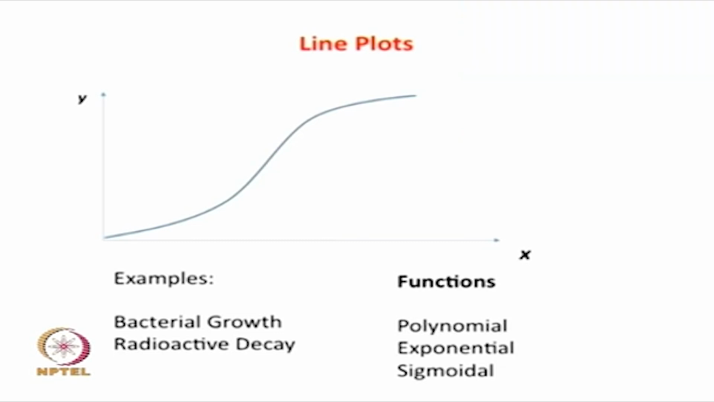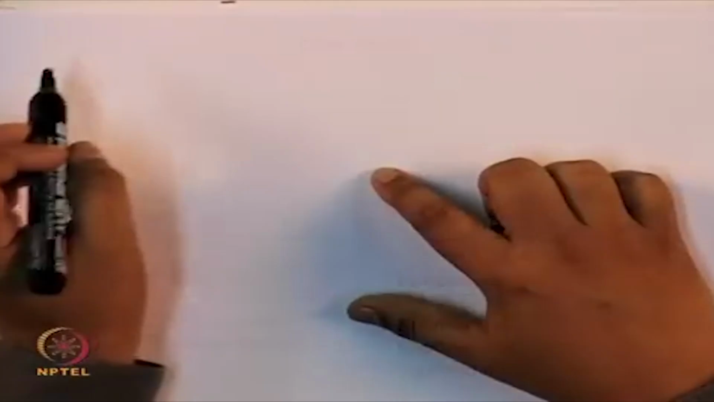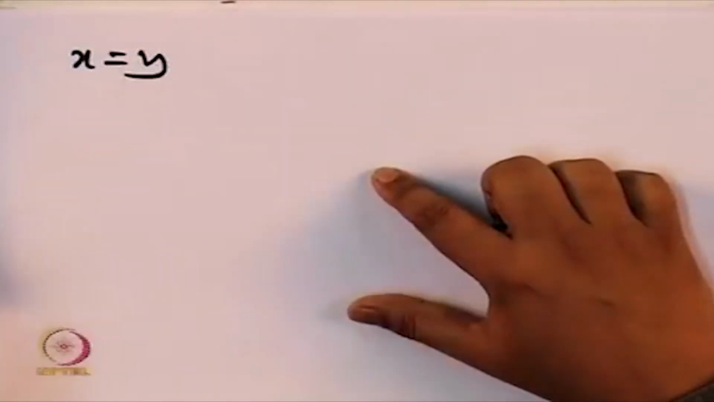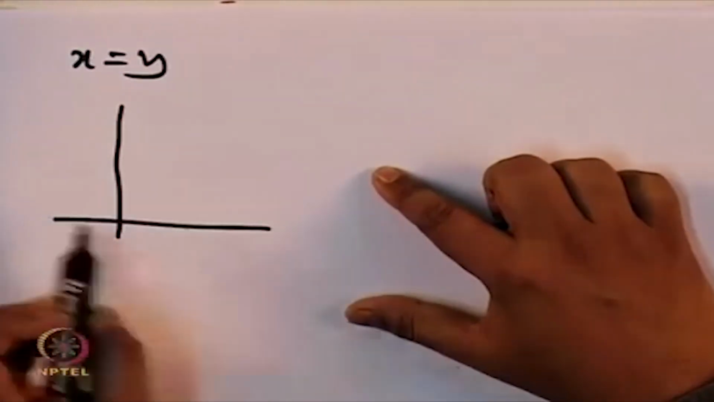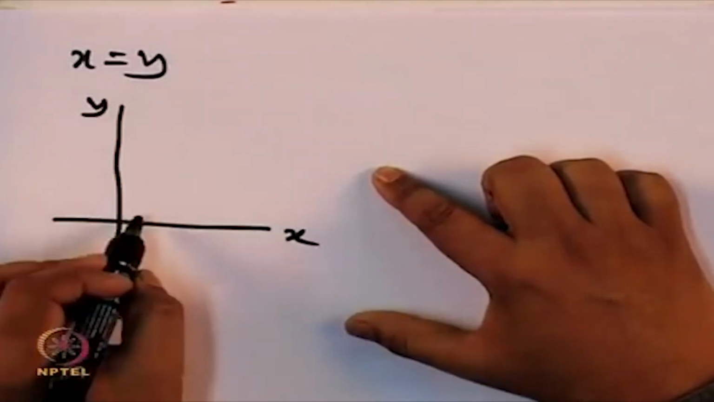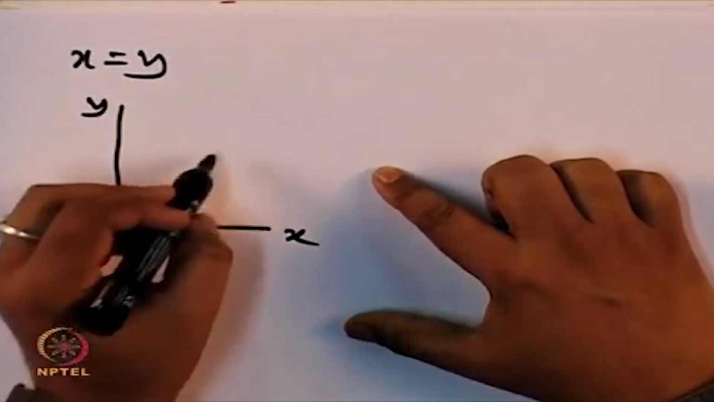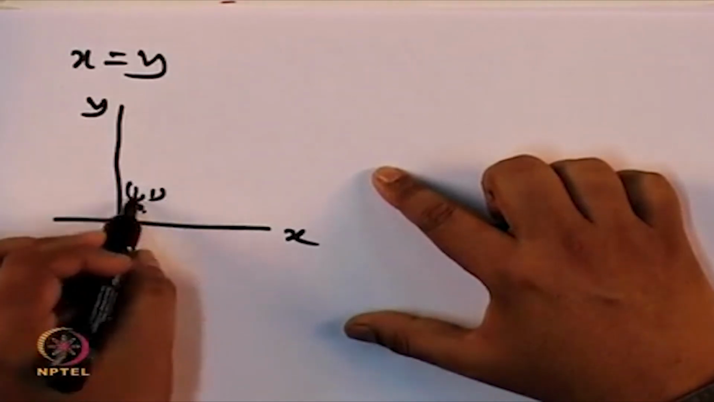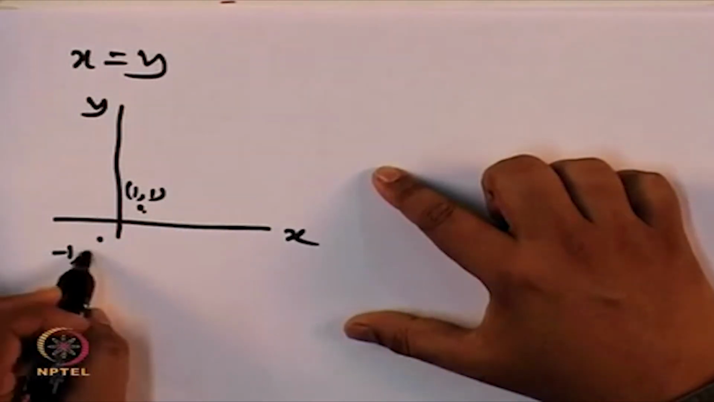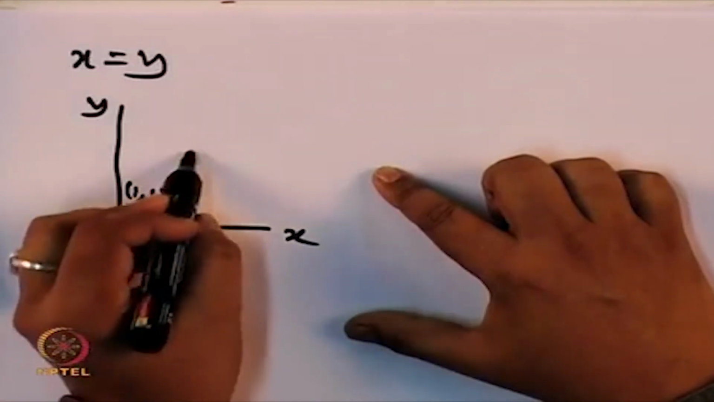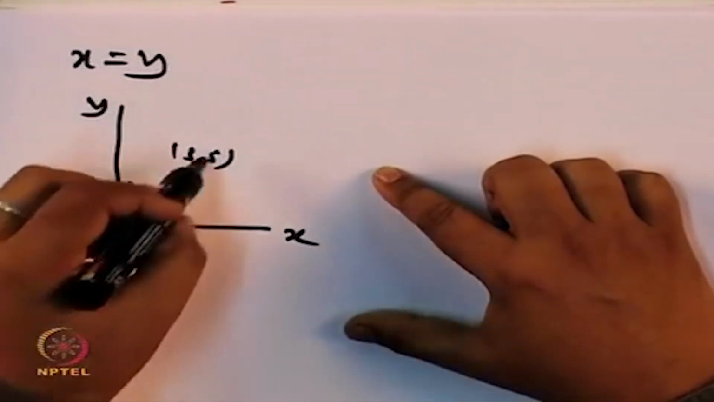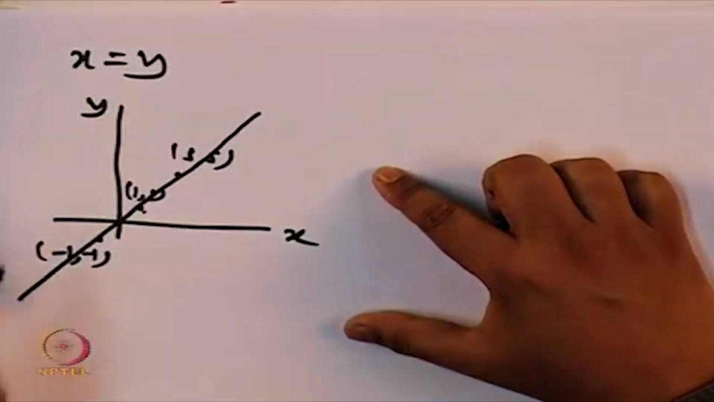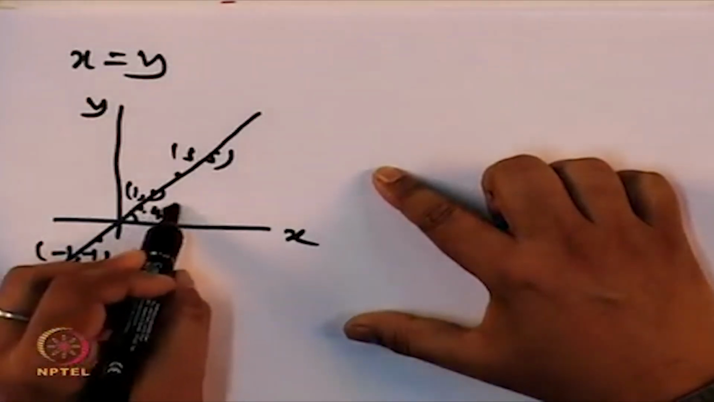So, just a small detour on the type of plots. You are all well conversant with linear plots. y equal to x is a very simple plot, and you know how to plot it. You have x, you have y, you take these points. Let us say this is 1 comma 1, you have minus 1 comma minus 1, 5 comma 5, and so on and so forth. You have a line which goes like this, and this is 45 degrees, right.